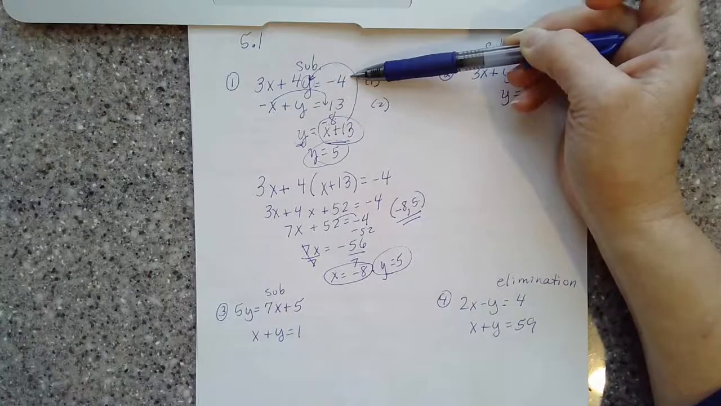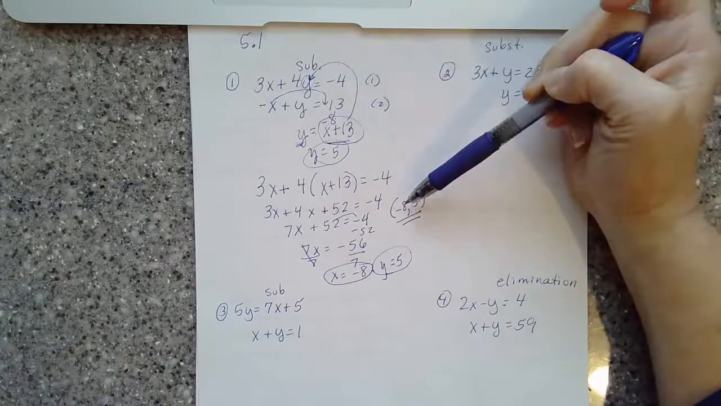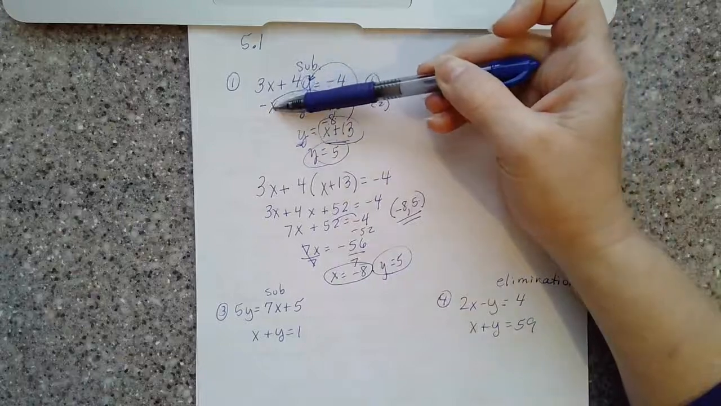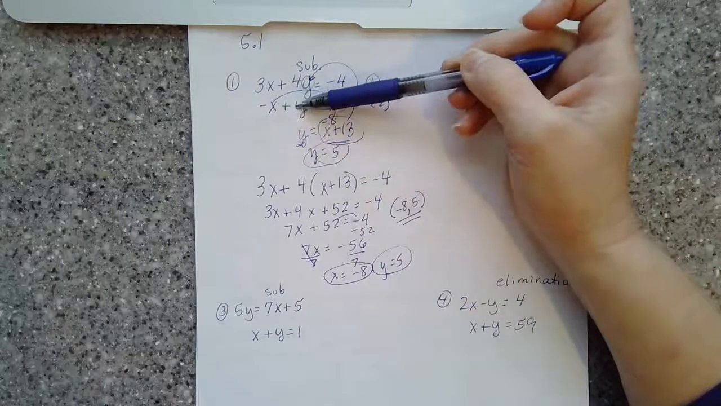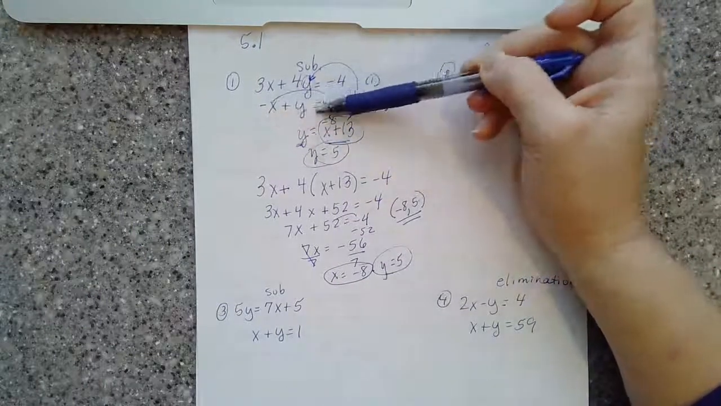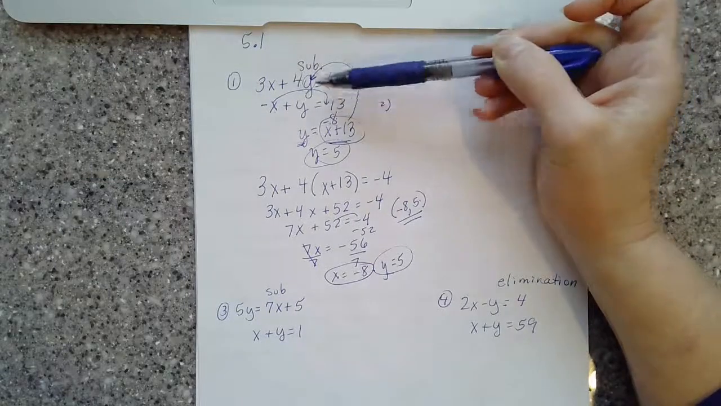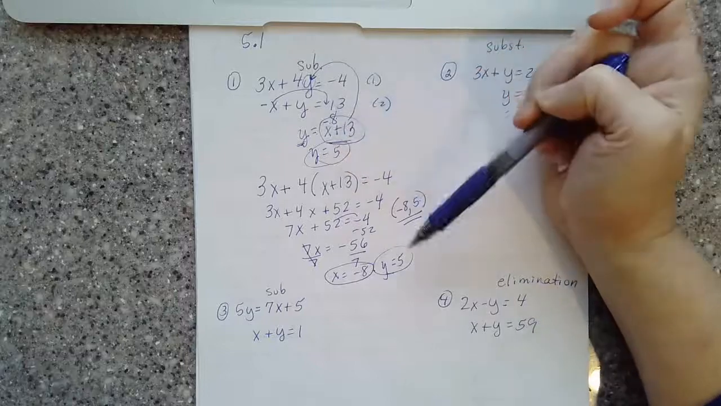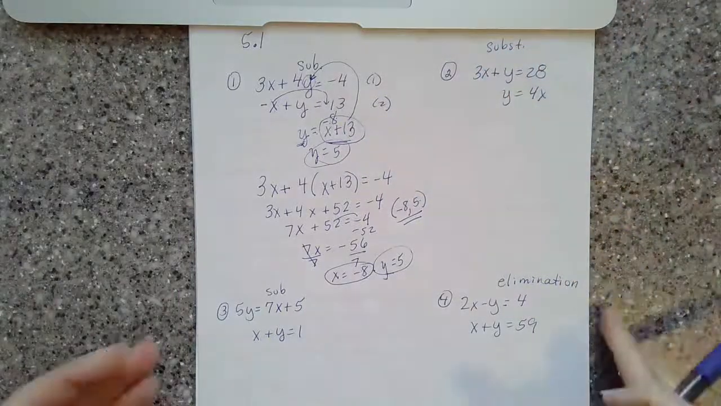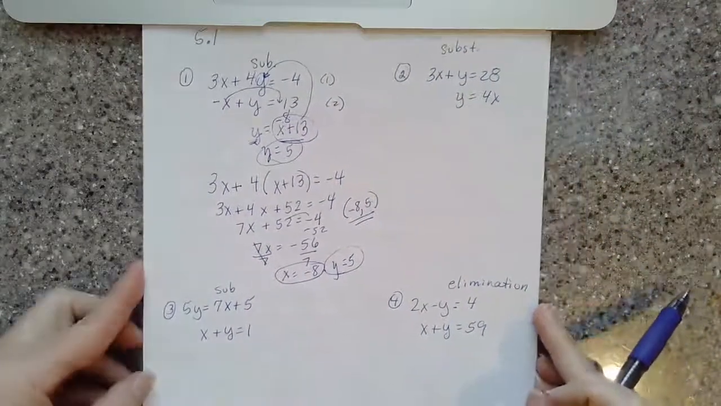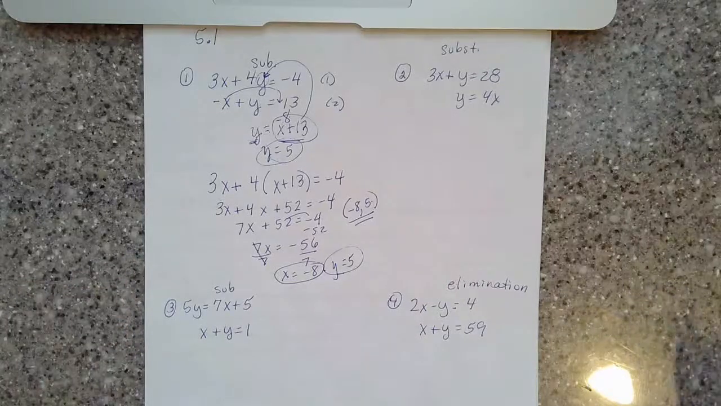Also, negative x, which would be 8, plus y is 5. 8 plus 5 equals 13. So it's the one and only combo that works for both equations, the solution. All right, we call that a consistent system whenever they do come out to just be that one crossing point. That's called a consistent system, which most of the homework is.